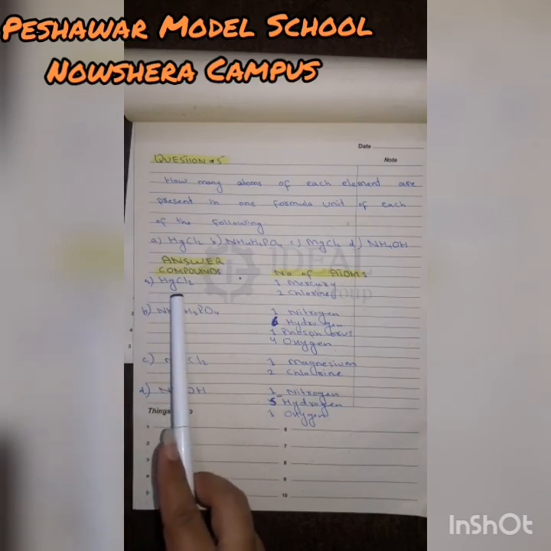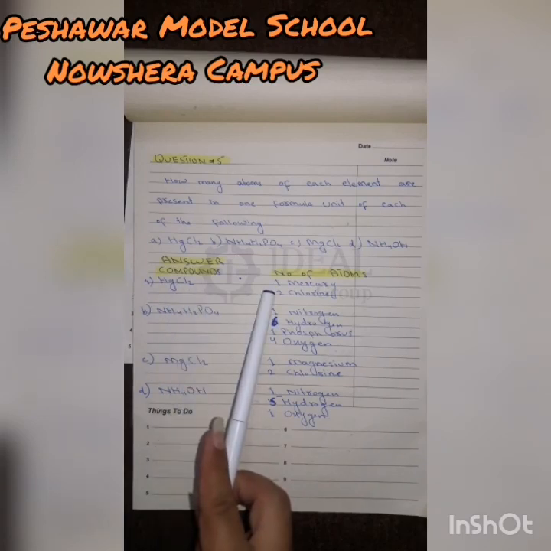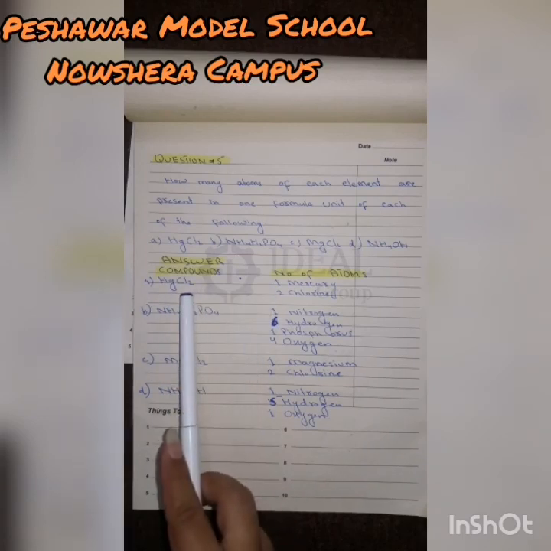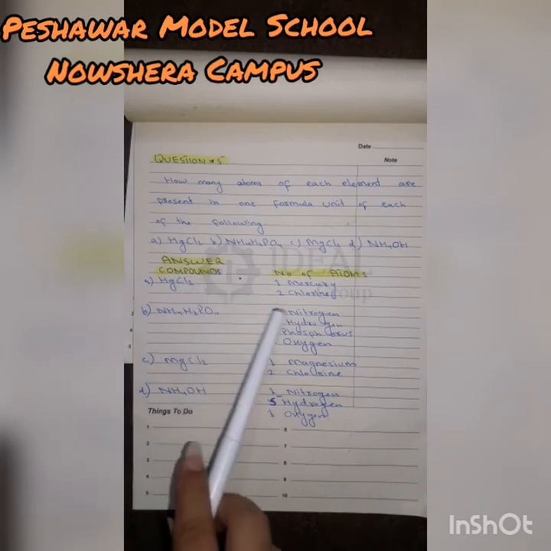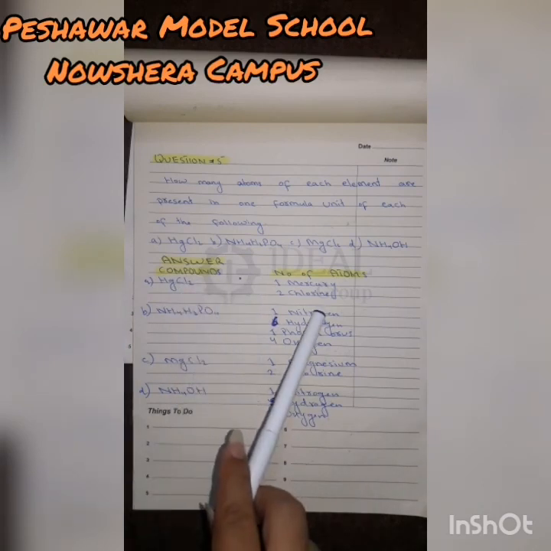There is no subscript with the mercury. It means that only one mercury is present in this compound, and the subscript 2 is present with the chlorine. It means 2 chlorine are present in this compound.